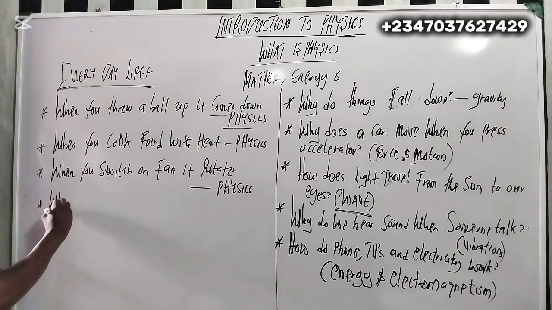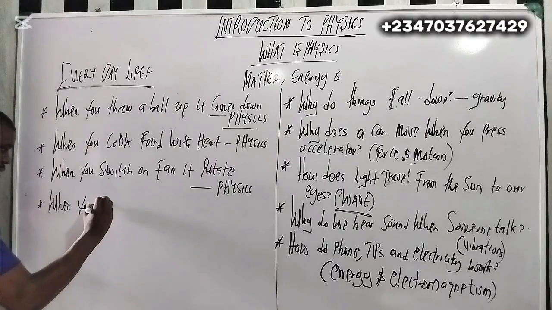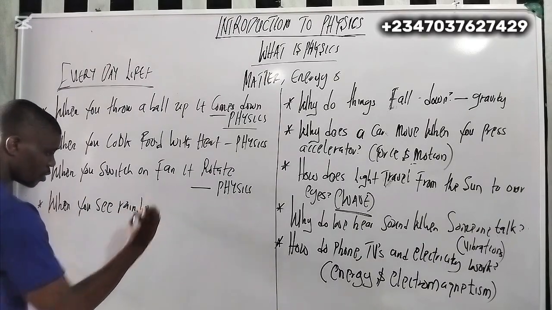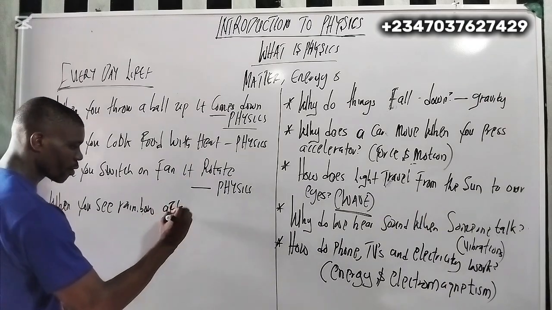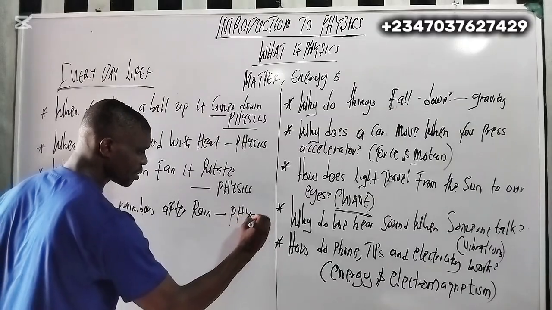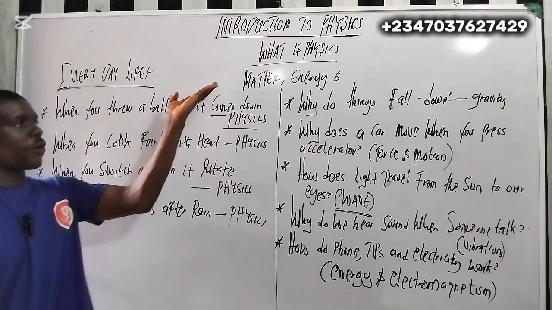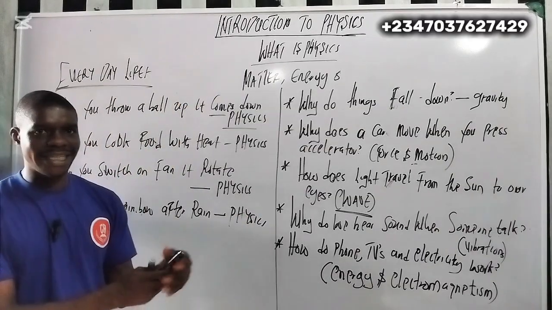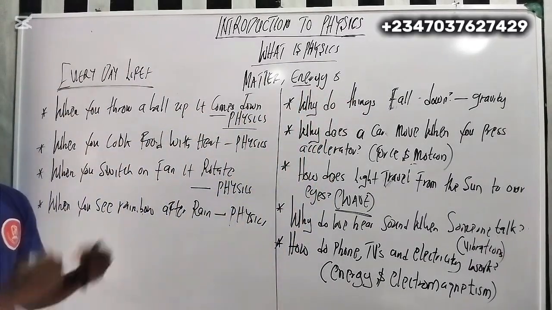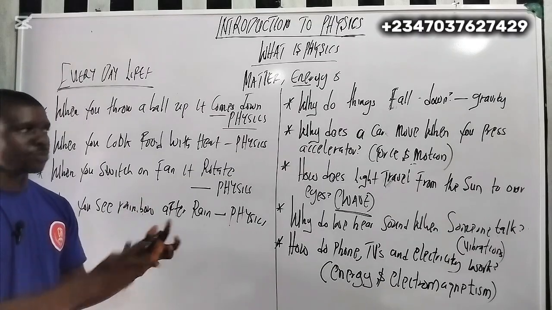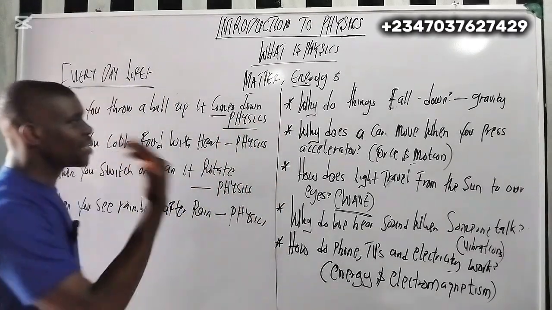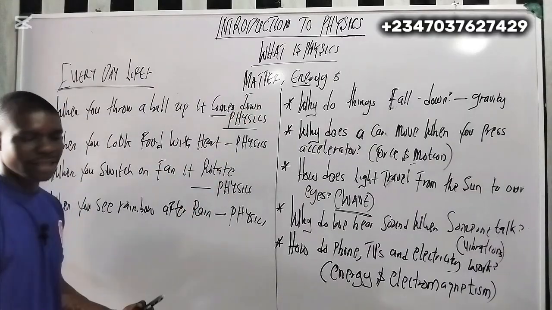So now the definition of physics again. What is physics? Physics is the study of matter, energy, and how they interact. So you can see that physics is the study of interaction between matter and energy, right? And these are simple explanations of how matter and energy interact.